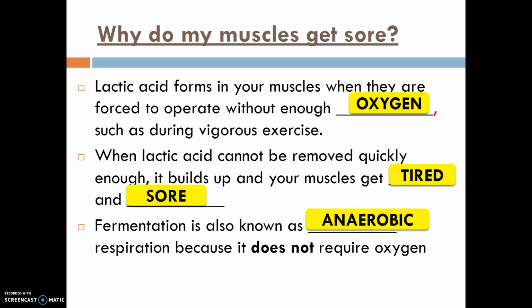Now back to lactic acid. So why do your muscles get sore? Well, lactic acid forms in your muscles when they are forced to operate without enough oxygen, like when you're doing vigorous exercise. So when you're sprinting, if you go to the gym and do a heavy workout, what's going to happen? Your muscles are going to feel tired, feel sore, and that is because of the lactic acid buildup.